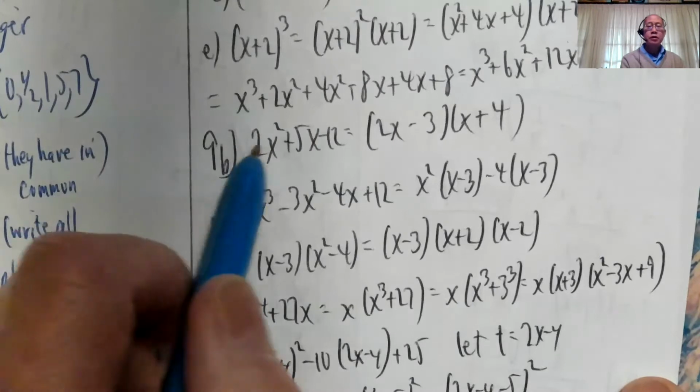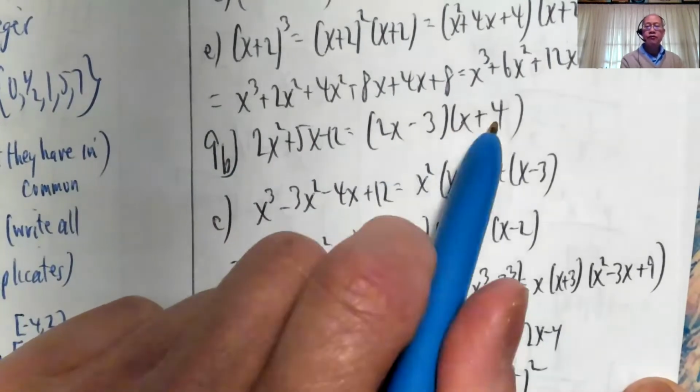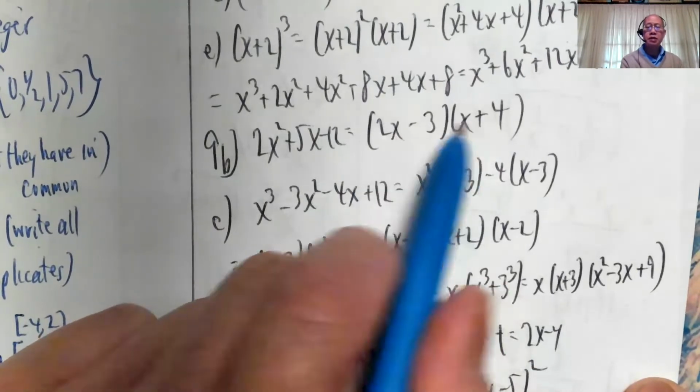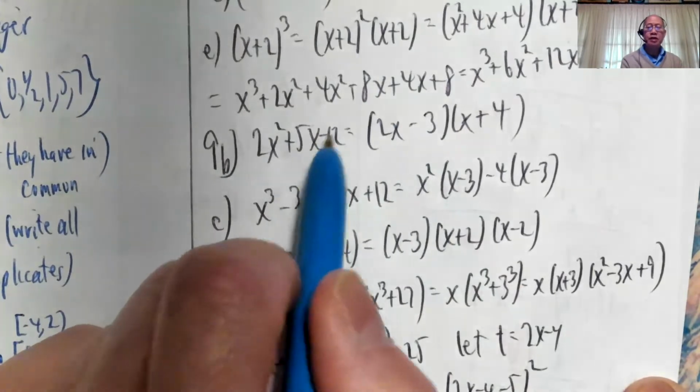Okay, factor, 2x squared plus 5x minus 12. 2x squared is 2x and x. A 3 and a 4 will work as long as this is a minus and this is a plus. Double check, 2x squared plus 8x minus 3x is a plus 5x and then minus 12.